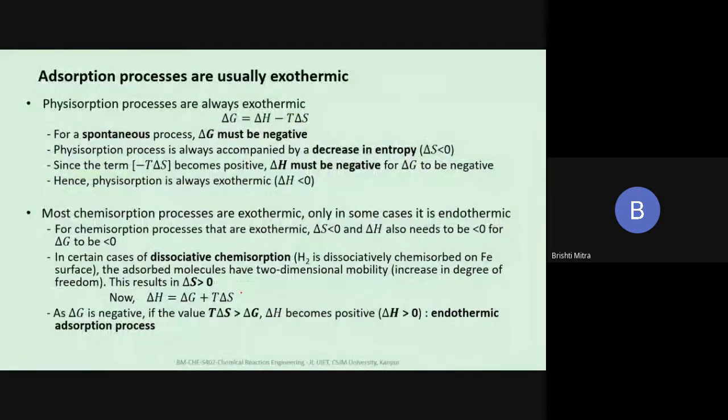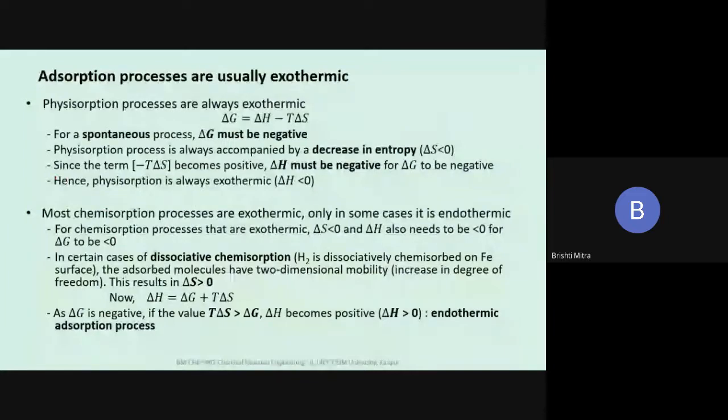Now let us look at something a little more interesting. I had told you that the adsorption process is usually exothermic. In case of physisorption, it is always exothermic. And in case of chemisorption, I told you that it is mostly exothermic. In some cases, it might be endothermic. We can understand this process very easily by looking at the thermodynamics.